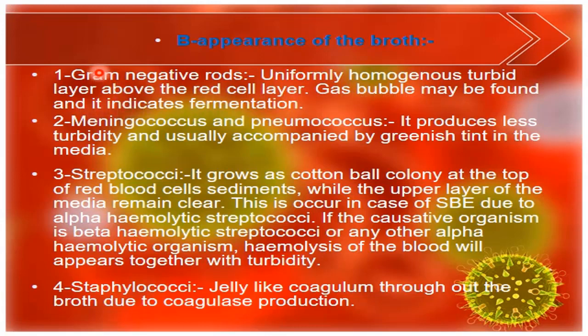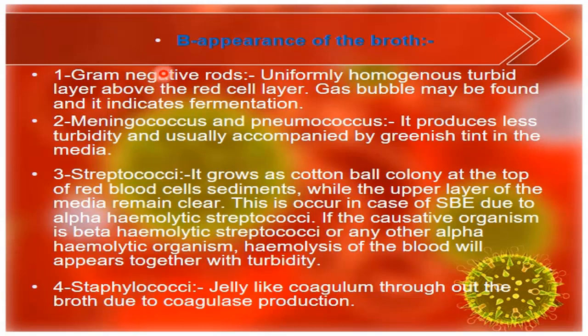It indicates gram-negative rods. When we see the blood culture process, of course the RBC sediments will be at the bottom of the bottles. Therefore, when we see a uniformly homogeneous turbid layer above the red cell layer, it's considered gram-negative rods.